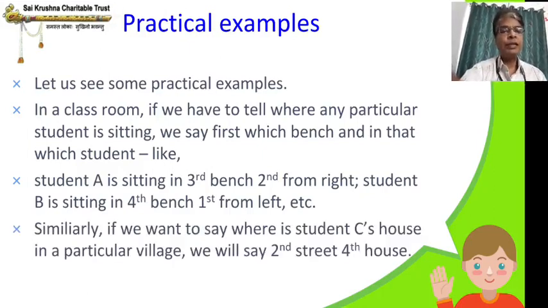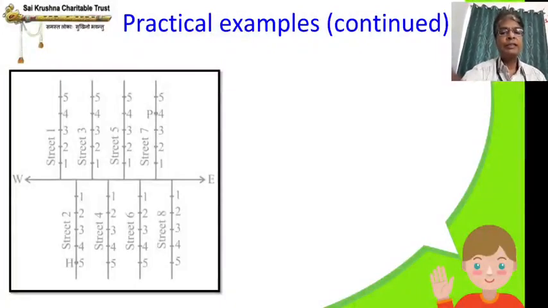Similarly, if you want to say where a student sees a house in a particular village, we will say second street, fourth house. Correct? So we will see in the next page some more examples like this. Now you see, this is a typical road layout where one main road is going west and east. There we have 10 streets, 8 streets. So you can see top first street, then second street at the bottom, third, fourth, like that.